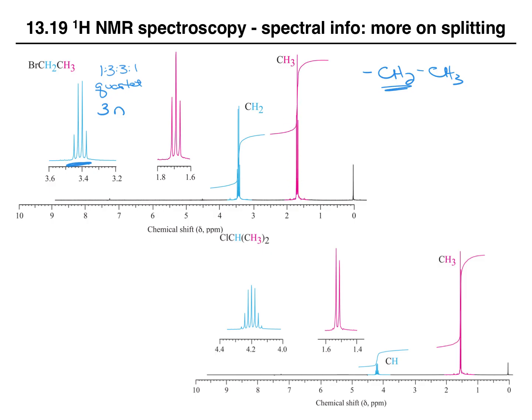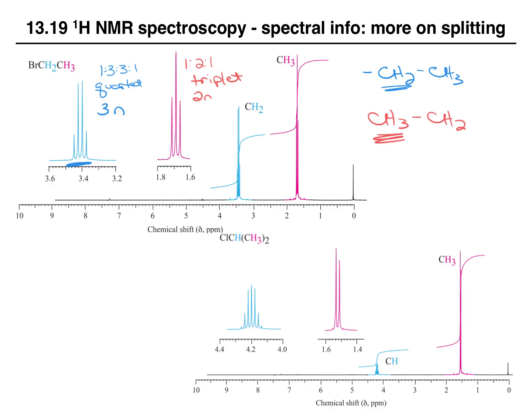Next, if we look at the pink signal, here we are zoomed in, and we can see that we have 3 peaks, and these have an intensity of 1 to 2 to 1. A 1 to 2 to 1 is a triplet. 3 peaks minus 1, so there are 2 neighbors. Based on integration, we know that the pink signal is a CH3, and based on the splitting, we know that it could be next to a CH2 group.